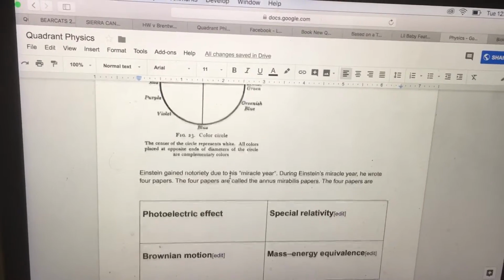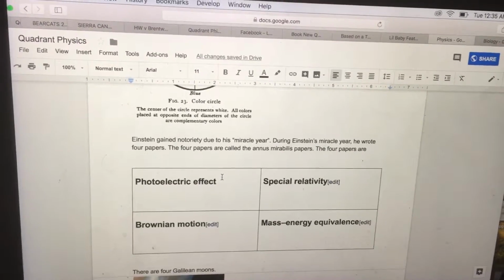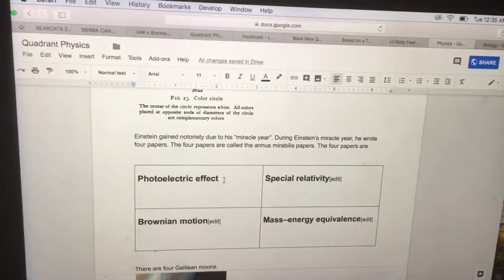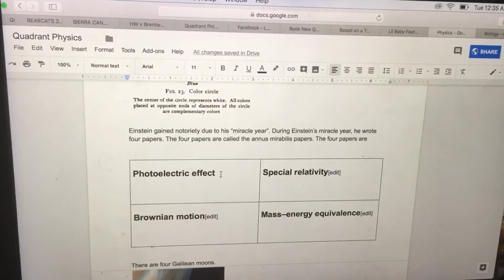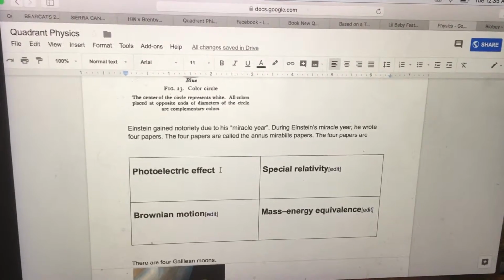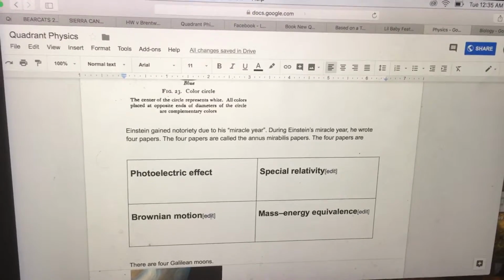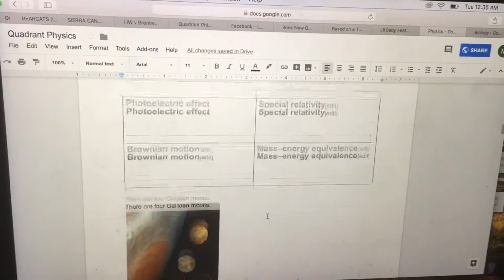Einstein gained notoriety due to his miracle year. During Einstein's miracle year, he wrote 4 papers. The 4 papers are called the Annus Mirabilis papers. The 4 papers are the photoelectric effect, Brownian motion, special relativity, and mass energy equivalence.